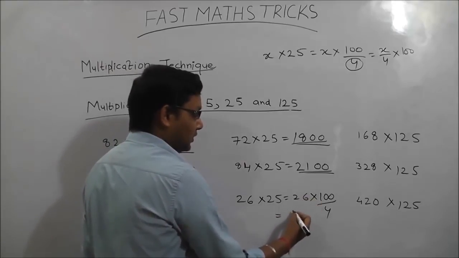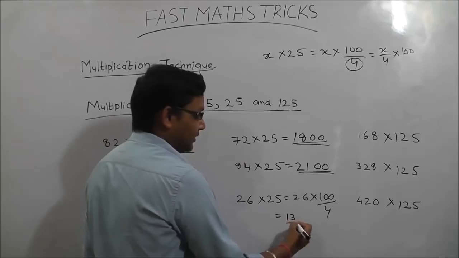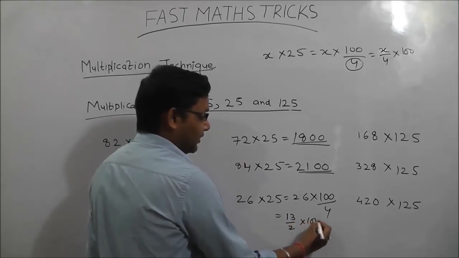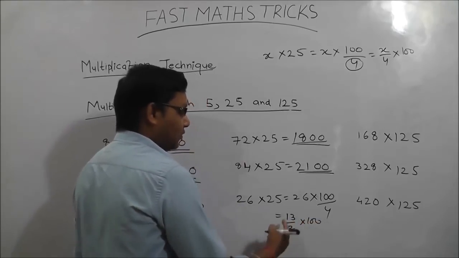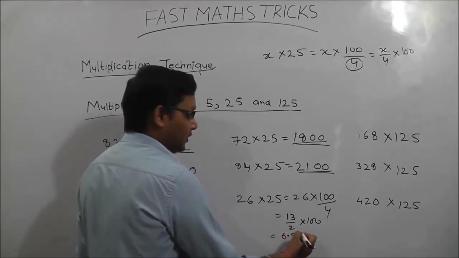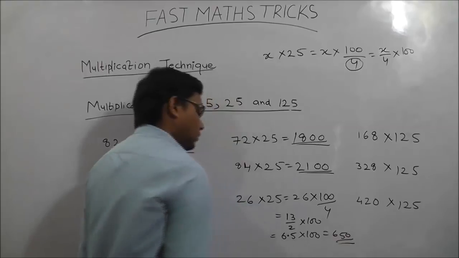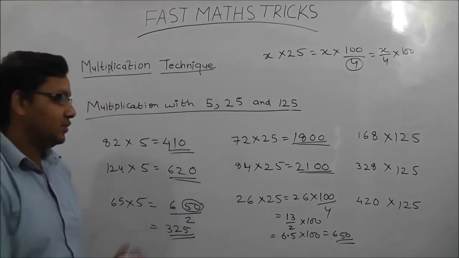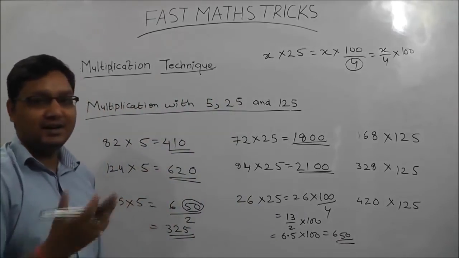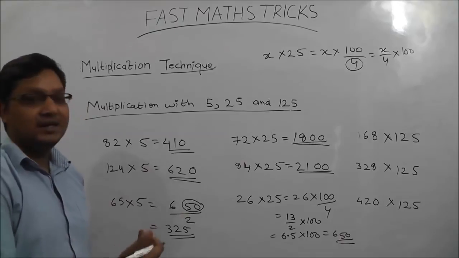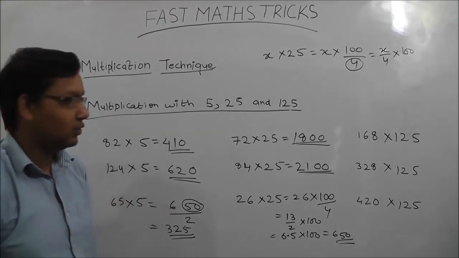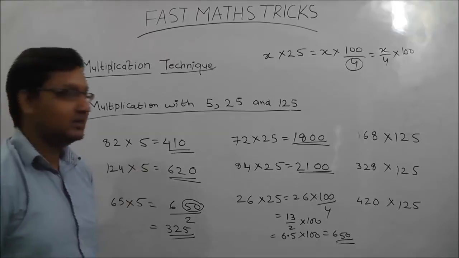26 by 2 is 13. 13 by 2 into 100. So 13 by 2, we all know, is 6.5. Okay, into 100. So how much will you get? 650. So in this way you can divide. Instead of dividing by 4, getting a decimal is easier than dividing by 2 and again by 2. Okay, so in this way you can get the answer.